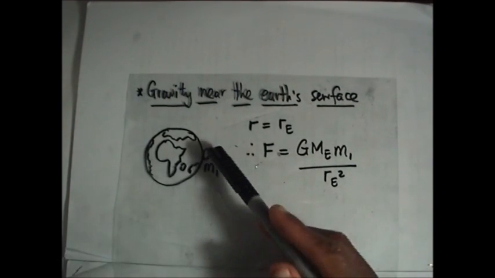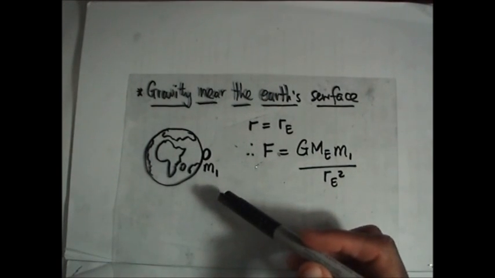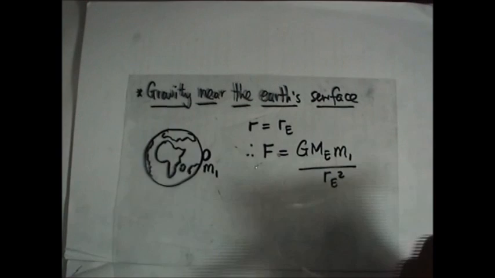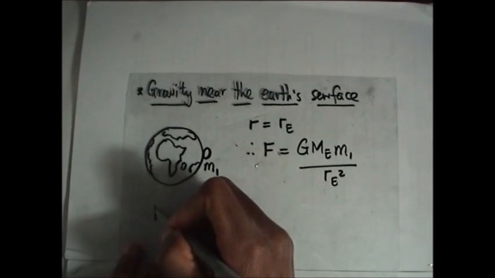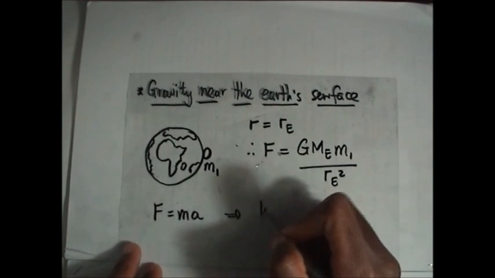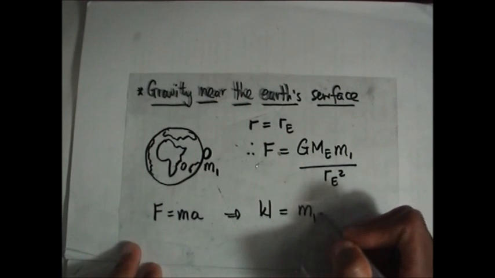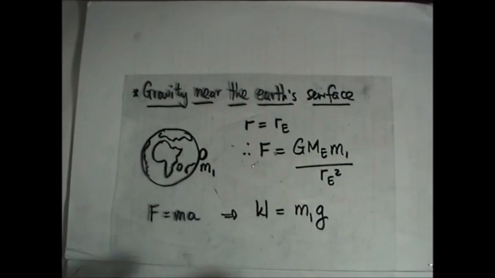But also we know that when something is at the surface of the Earth, it has weight. So we can also calculate its weight. We know from F is equal to ma that the weight will be equal to m, but this object has a mass m1, so it is m1g, g being the acceleration due to gravity.